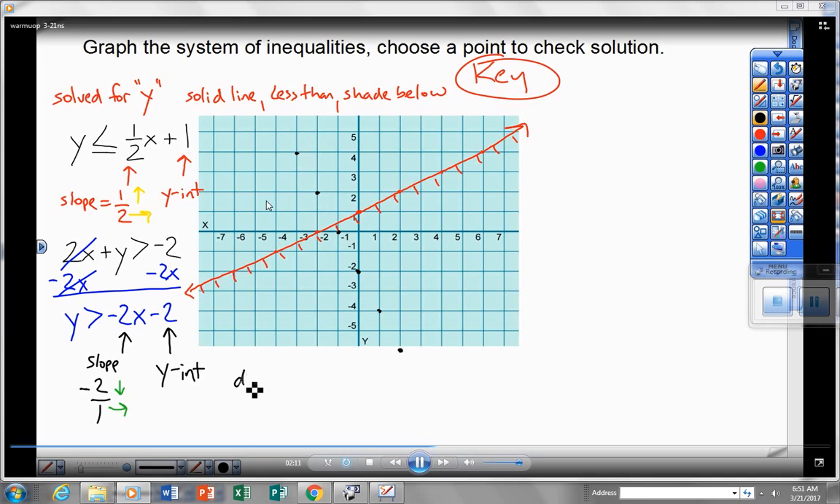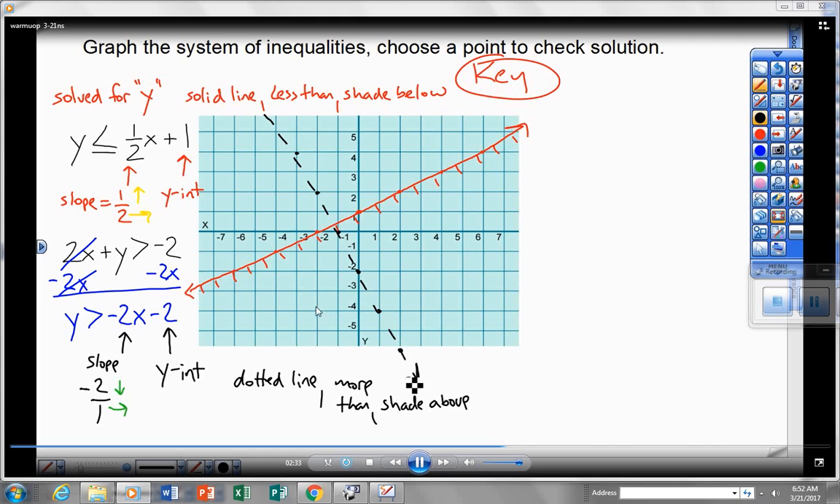My inequality, because it's just more than without that line underneath, will be a dashed or dotted line. It is more than. Again, that does not look like an L, capital L, less than. This is y is more than. So that means shade above. So a dotted line through the y-intercept of negative 2 and a slope of negative 2 over 1. More than means shade above.